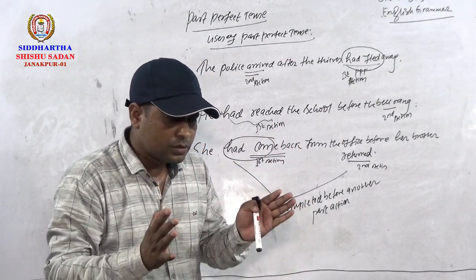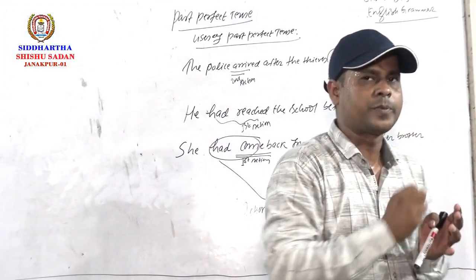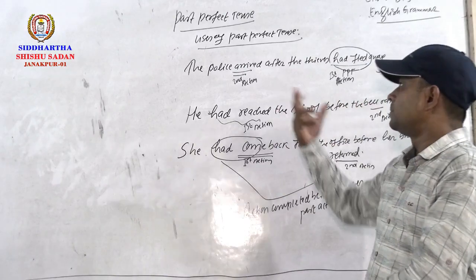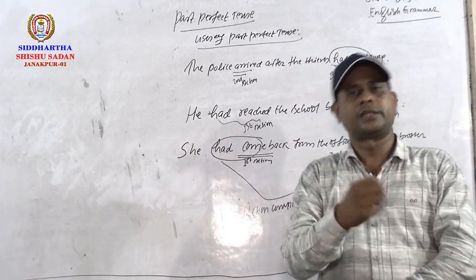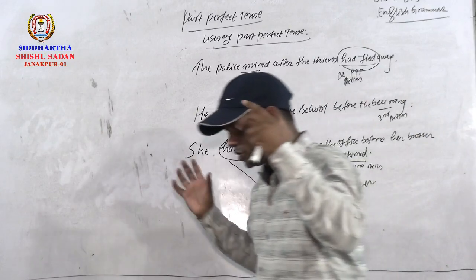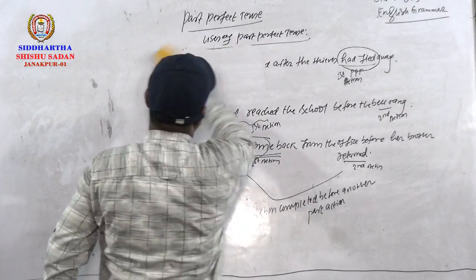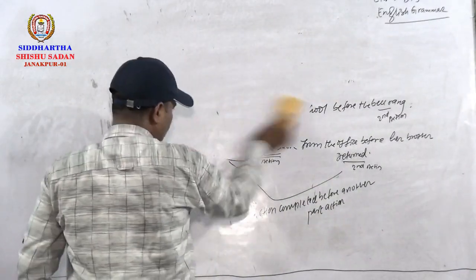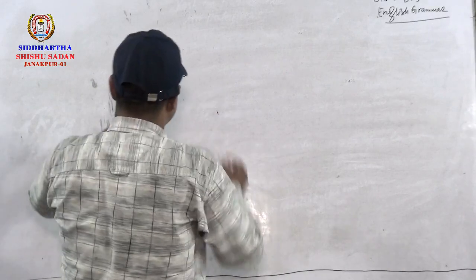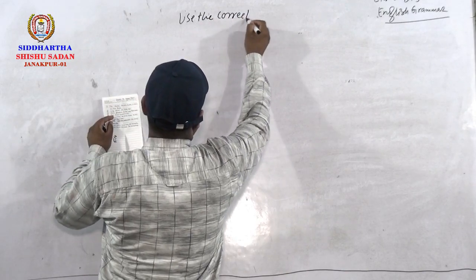We'll talk more about simple past, past continuous, and past perfect in the sequence of tense. Then we'll talk again about past perfect, simple past, and past continuous today. Okay, by the way, let's see some questions for you to practice at home with this. So please be ready to write down. Be ready with your ball pen and copy, please. Use the correct tense.